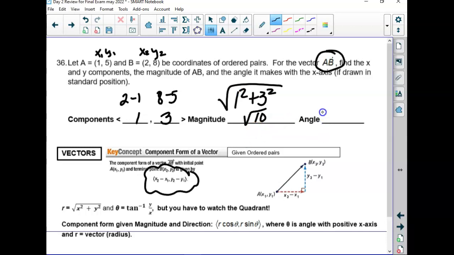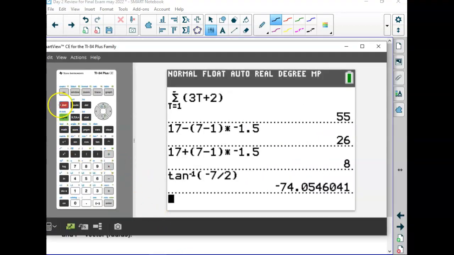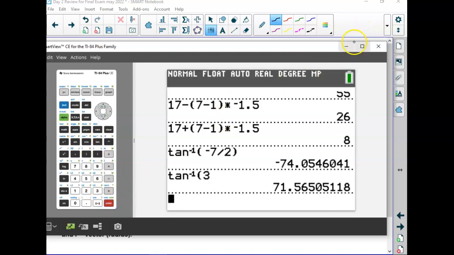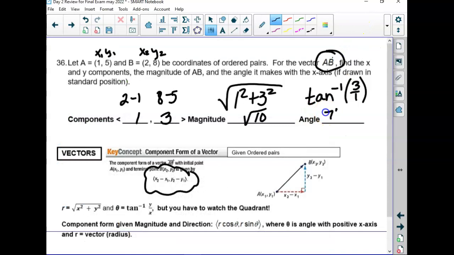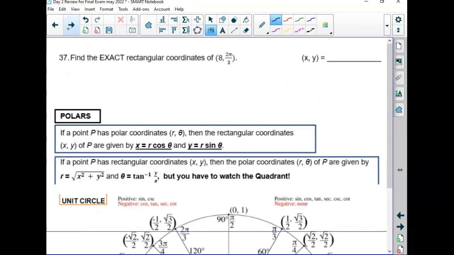And how do you find the angle? Inverse tangent of 3/1. And as long as 1, 3 is in quadrant 1, right? So it's never going to give you the wrong answer there in quadrant 1. I got 71.6. If you need more practice on vectors, talk to me.